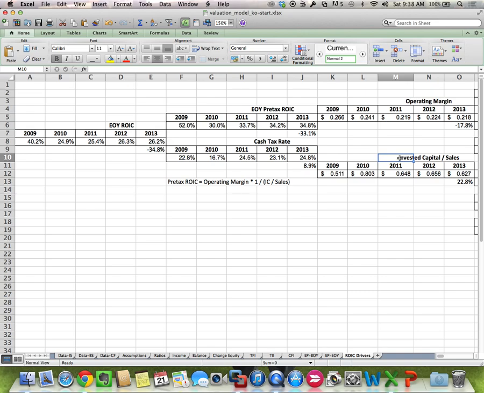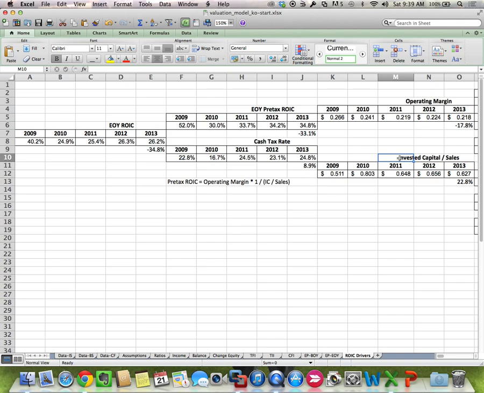What about productivity? Invested capital divided by sales. Are they more or less productive today? They're less productive. So did that help or hurt their ROIC? It hurt their ROIC because now they're spending 62.7 cents per every dollar on invested capital, where before they were spending 51 cents. So they hurt their productivity by 23%.